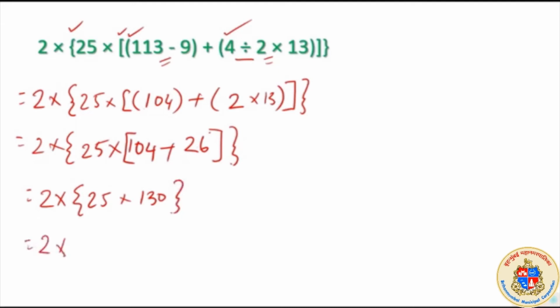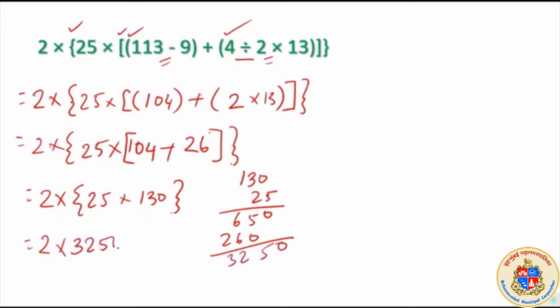Now 2 into 25 into 130. Okay, 130 into 25 is quite easier. 0, 13 5s are 65. Here it is 130 into 2, 260, 0, 5, 2, 3, 3250, and that is 6500 is the answer.